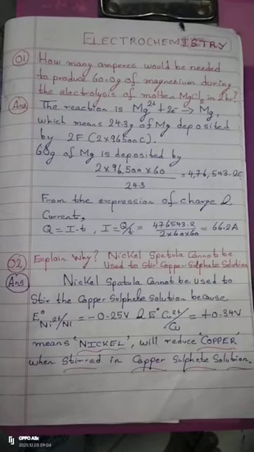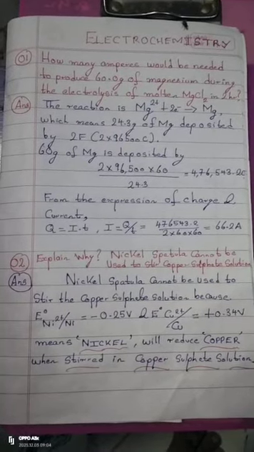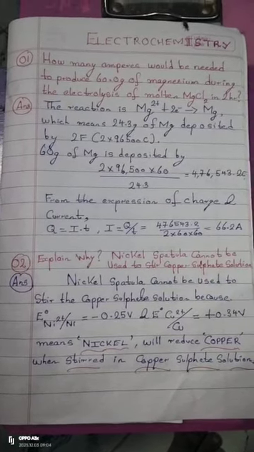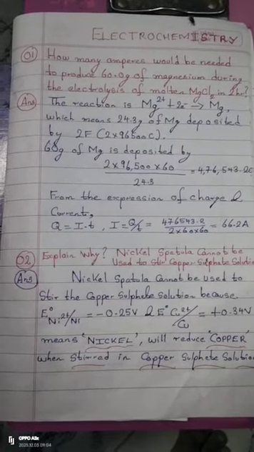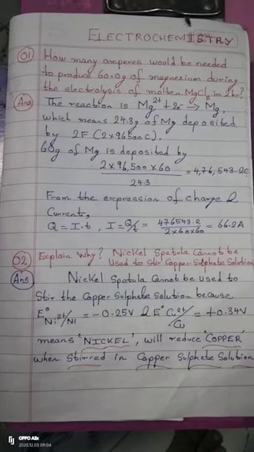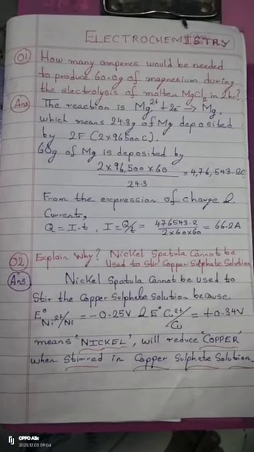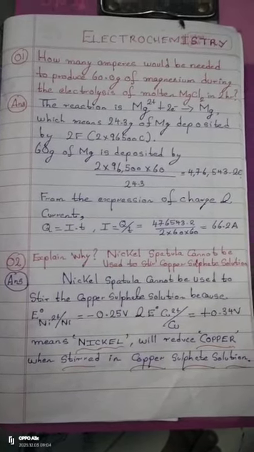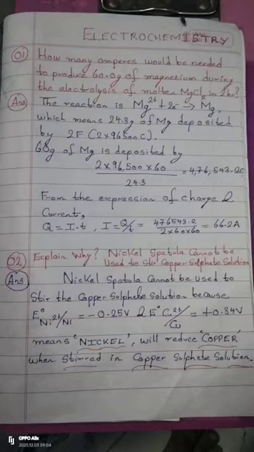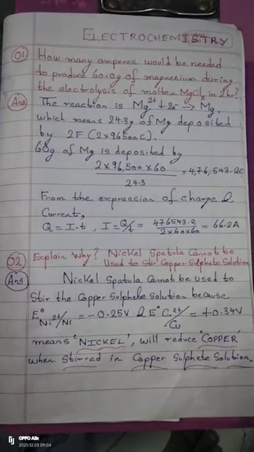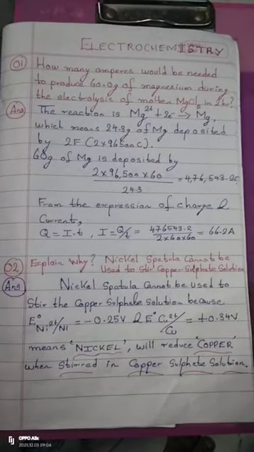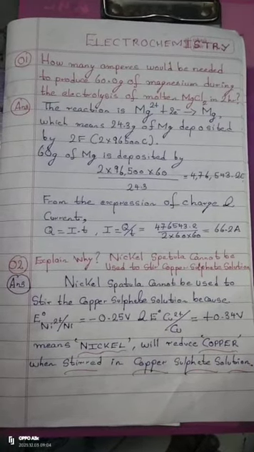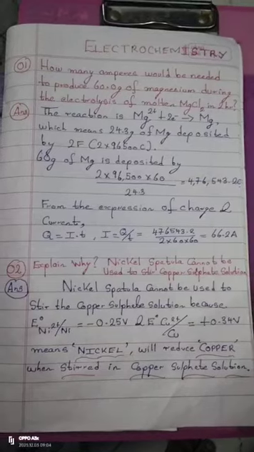Nickel spatula cannot be used to stir copper sulfate solution because the E° of Ni2+/Ni, always write the oxidized species on the top, Ni2+/Ni equals minus 0.25 volt. Whereas E° for copper is plus 0.34, that is positive. Hence, nickel will reduce copper when stored in copper sulfate solution. Hence, we cannot use nickel spatula or nickel utensils to store copper sulfate solution.